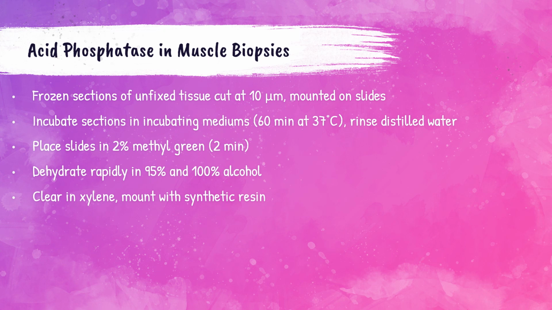To perform the acid phosphatase stain, frozen sections of unfixed tissue are cut at 10 microns and mounted on slides. The sections need to be incubated in incubating solution at 37 degrees Celsius for 1 hour. After the 1 hour period, rinse the sections in distilled water. After that rinse, slides should be placed in 2% methyl green for 2 minutes. Then dehydrate sections rapidly in 95% and 100% alcohol. Clear in xylene and then mount with a synthetic resin.